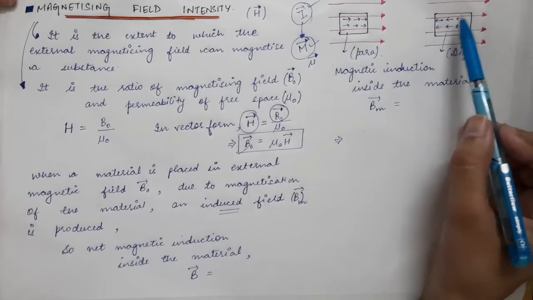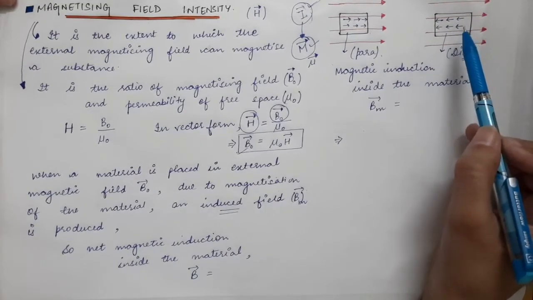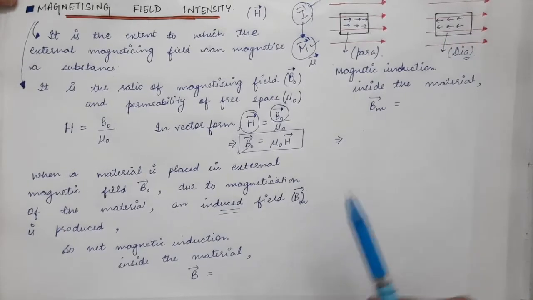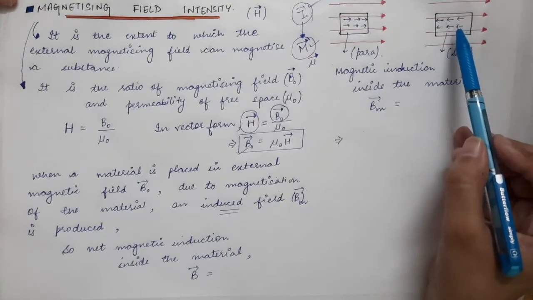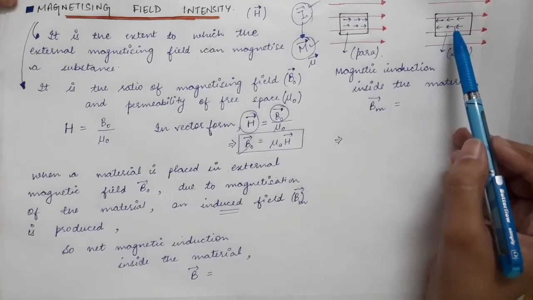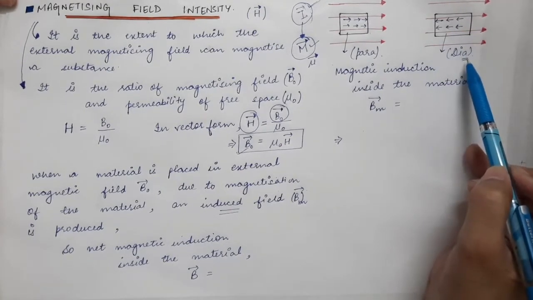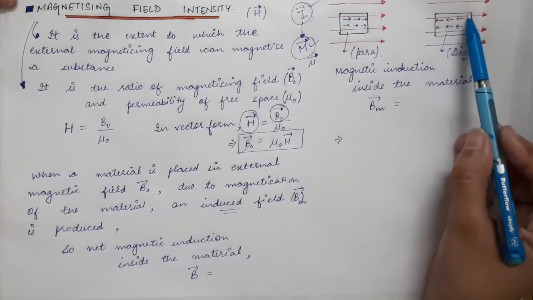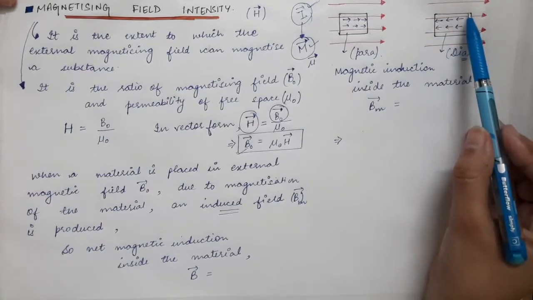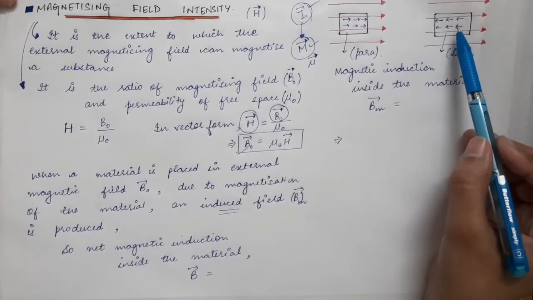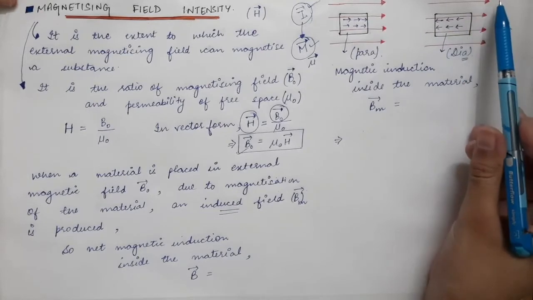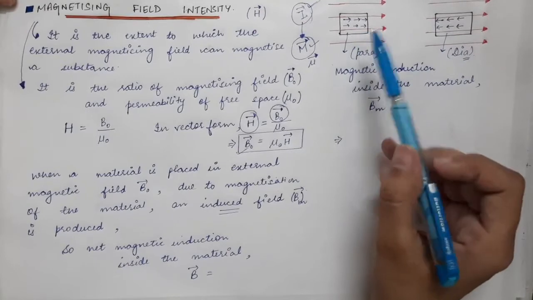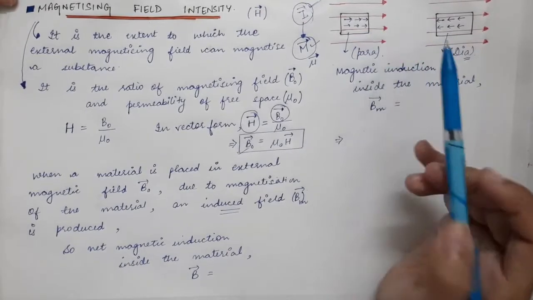This is the external magnetic field which is already applied, then minus Bm. Bm is the induced magnetic field produced inside this diamagnetic substance, and as we know, in the case of diamagnetic substance, the induced magnetic field will be in the opposite direction. So the net magnetic field inside this sample will be B naught minus Bm. In the case of paramagnetic substance, it will be B naught plus Bm.